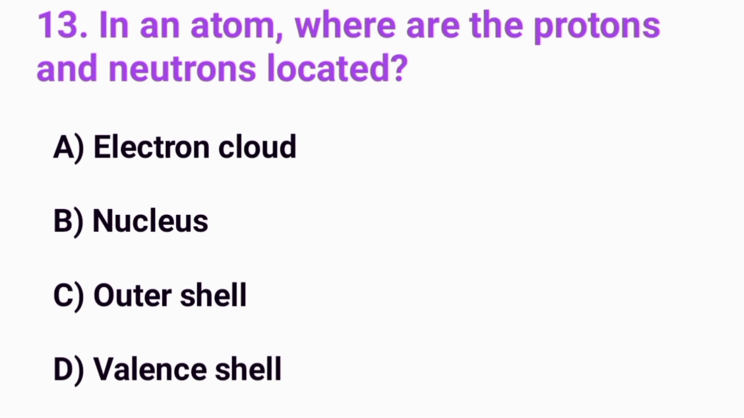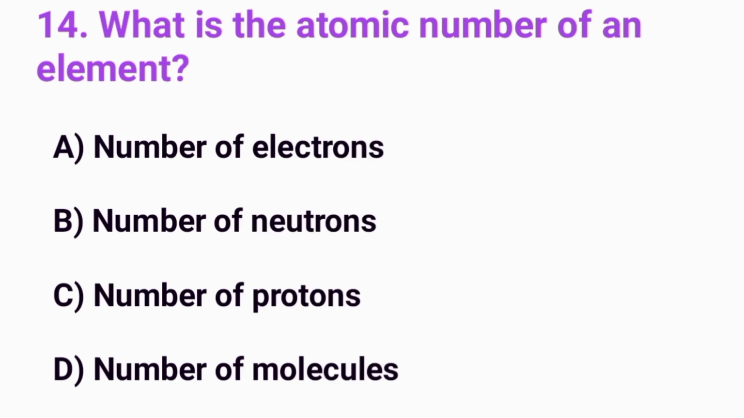Question number 13. In an atom, where are the protons and neutrons located? The right answer is option B. Nucleus. Question number 14. What is the atomic number of an element? The right answer is option C. Number of protons.